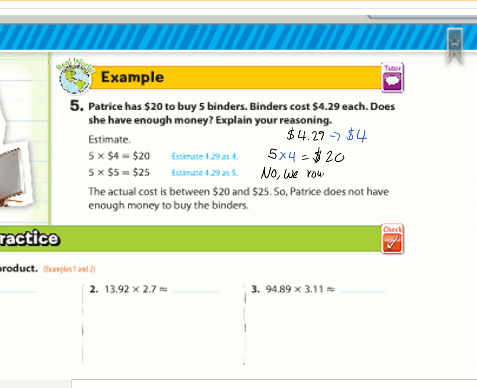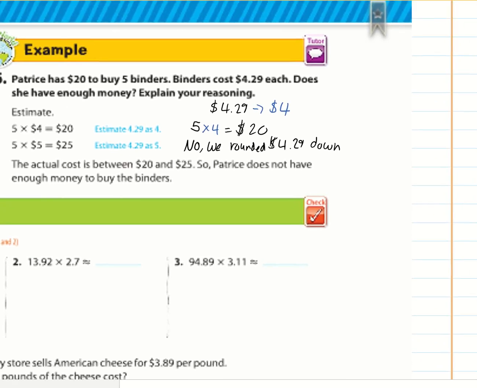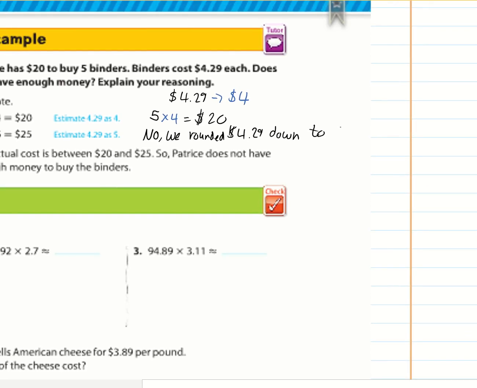We rounded $4.29 down to $4. And Patrice only has $20. Five times 4 equals 20, so she does not have enough.